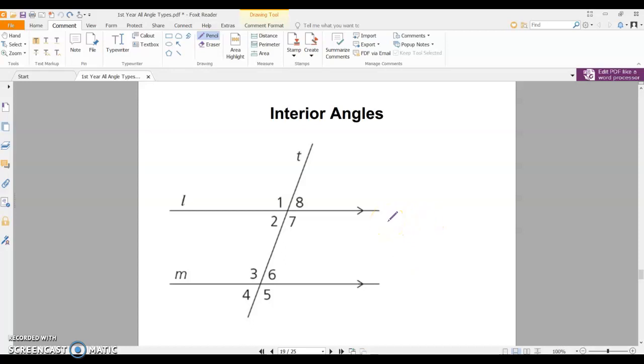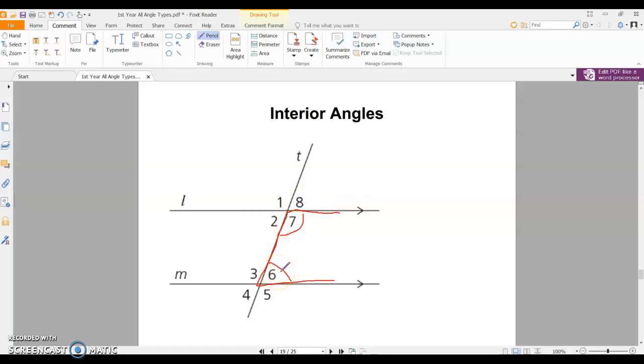To find interior angles, you're looking for a C shape. Okay, so your C will be quite angular. It won't be curved, but the obvious one that you might see is that one there. And what are the two angles inside the C? It's angle 6 and it's angle 7. Now, if you look at those angles, 6 is acute and 7 is obtuse, so they're definitely not equal.